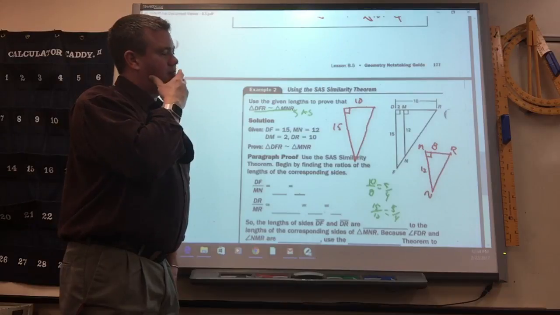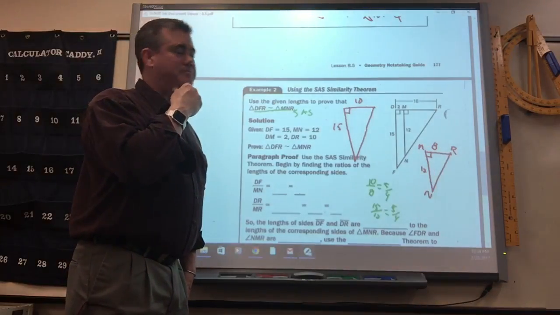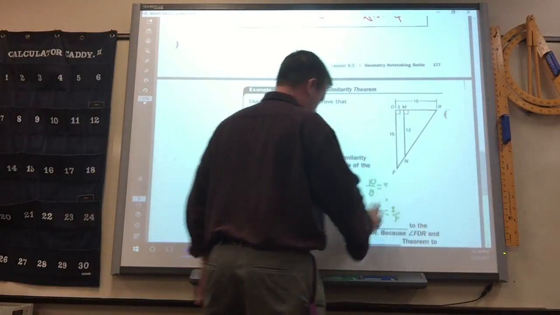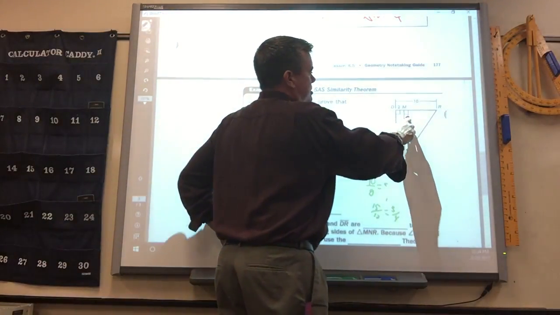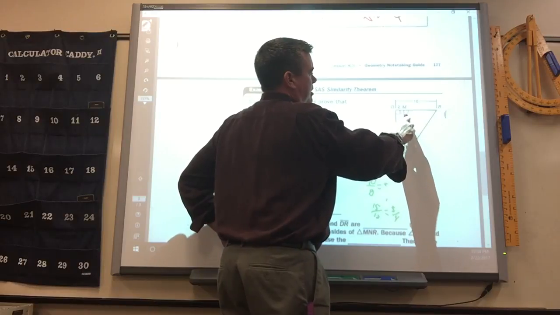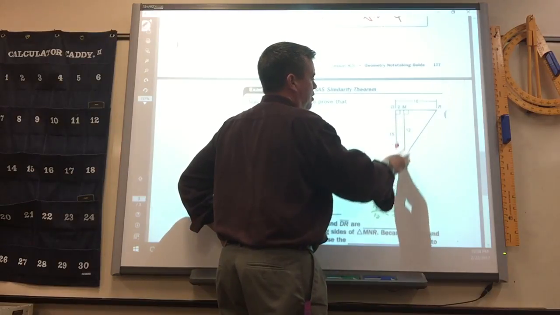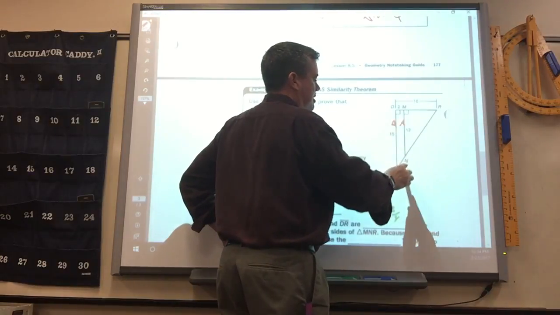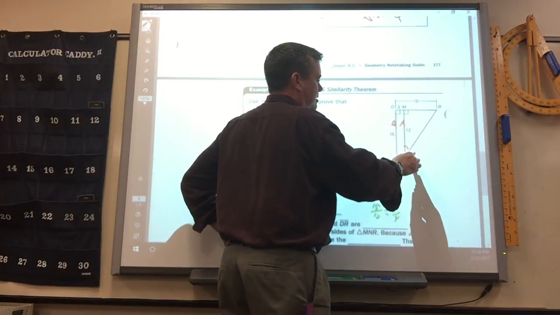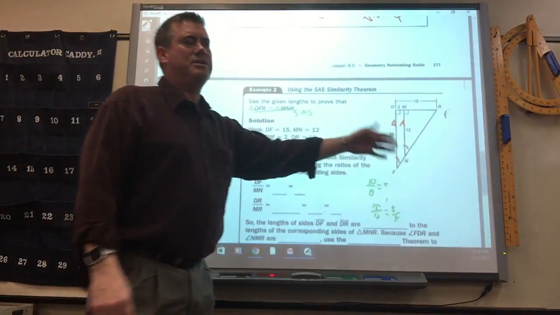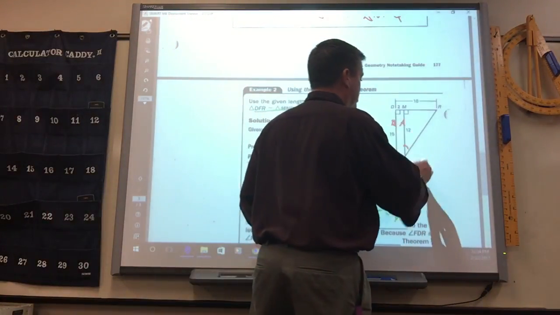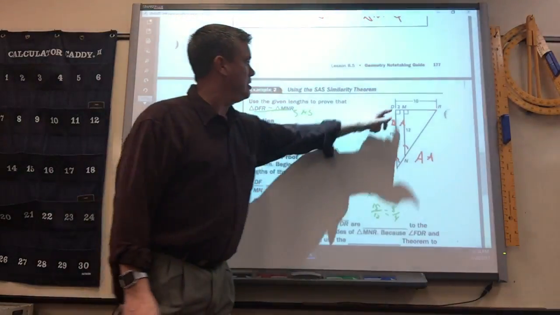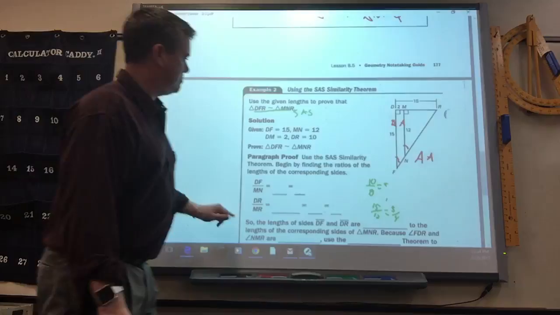Now, technically we could have done something different here without even using the sides. Since this is perpendicular to that and this one's perpendicular, what do you know about these two lines? They're parallel. So then what do you know about this angle and that angle? They're corresponding, so they're the same. So we could have used angle would also work on this one, because we know the two angles, these two and these two are the same.